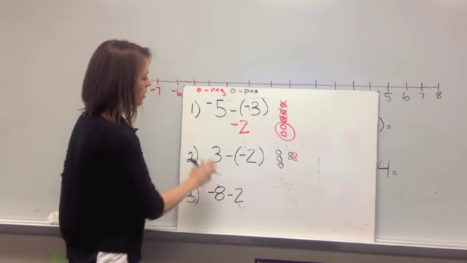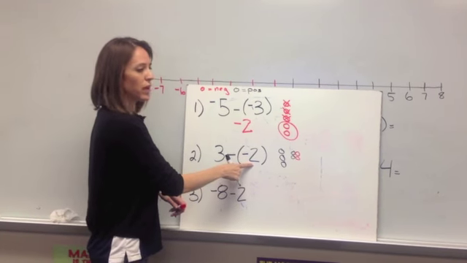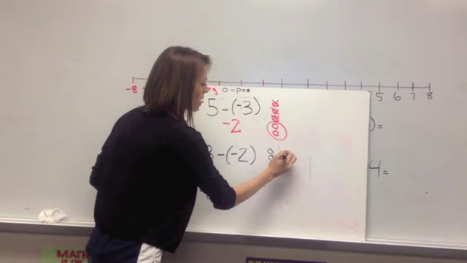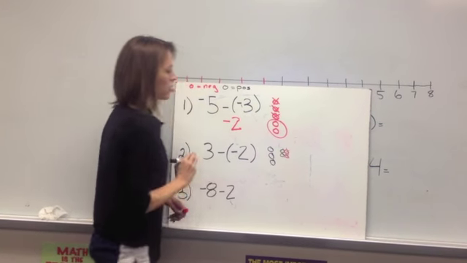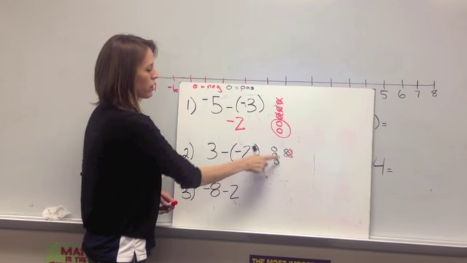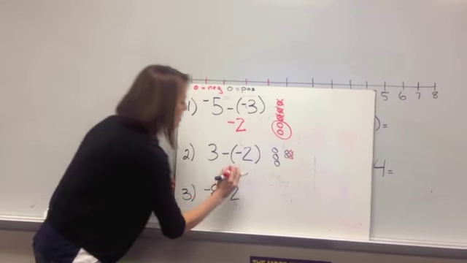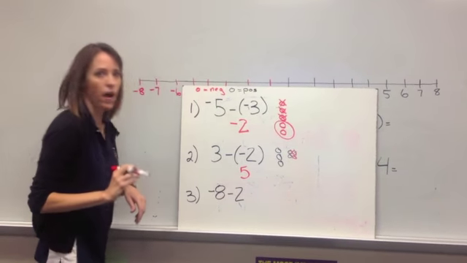So now I'm going to take away 2 negatives. I'm going to take this one away, and I'm going to take this one away. So I'm left with 1, 2, 3, 4, 5. So my answer is 5.